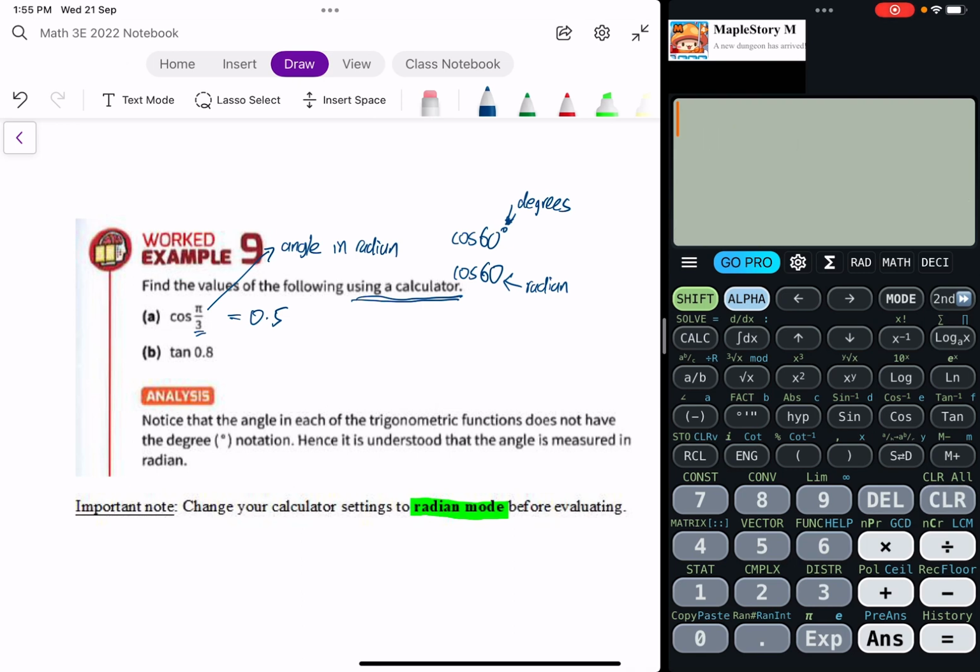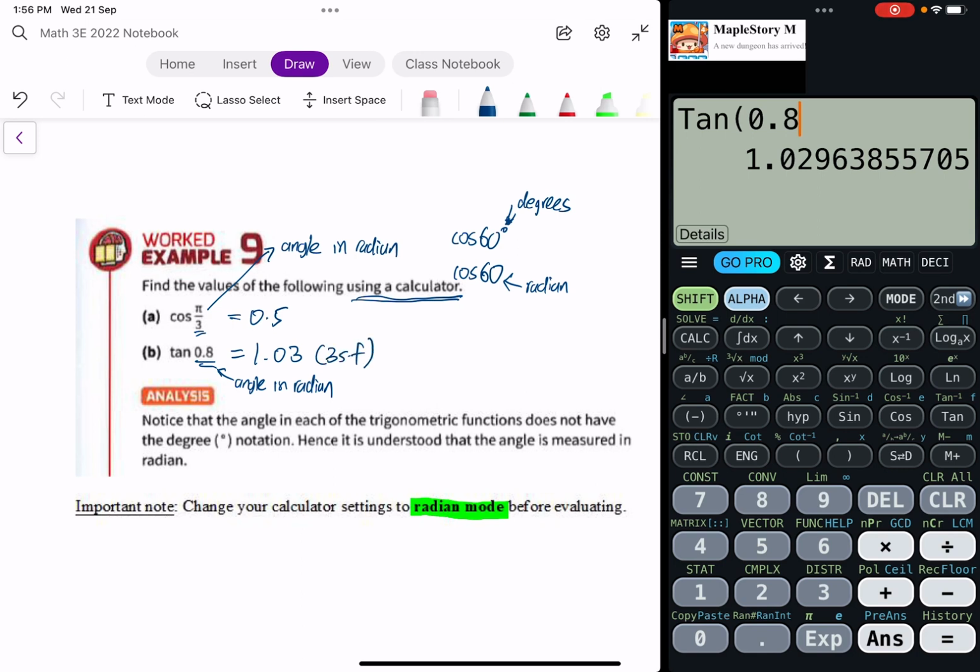Let's clear it and start again. Again, is 0.8 in radians or degrees? Once again, this is an angle in radians because the degree sign is not used. If it's in radians, I need to make sure the calculator is in radian mode, and then I can press tangent 0.8. It's not exact, so I'm going to round to 3 significant figures, which will be 1.03 to 3 s.f.